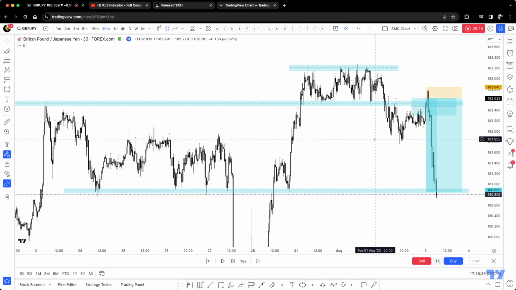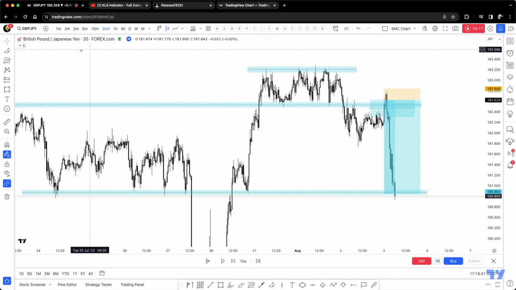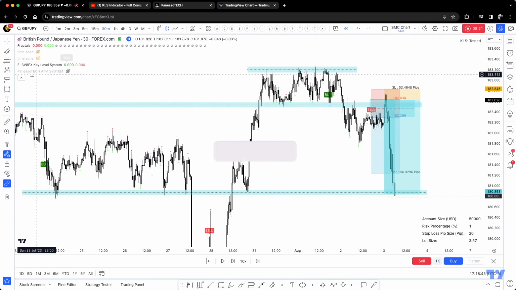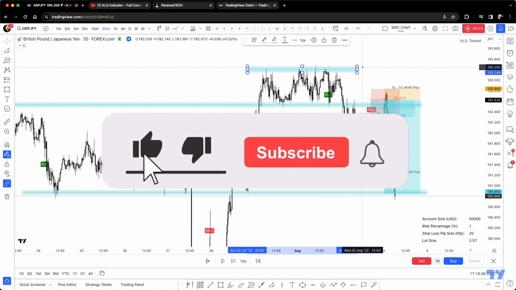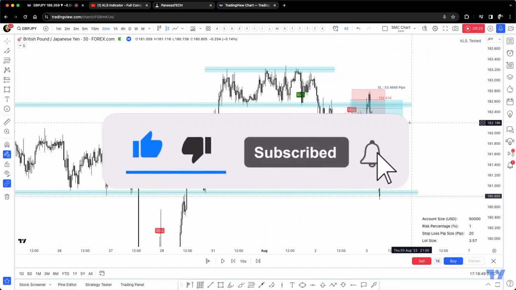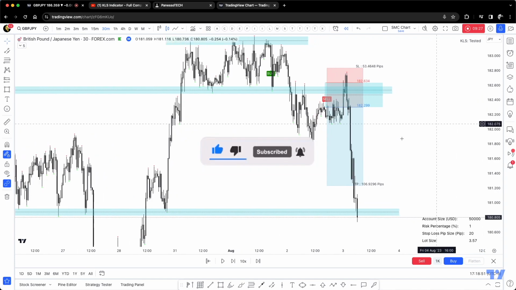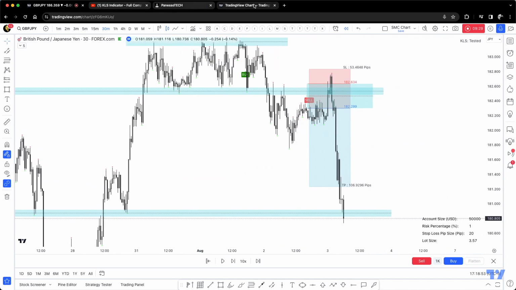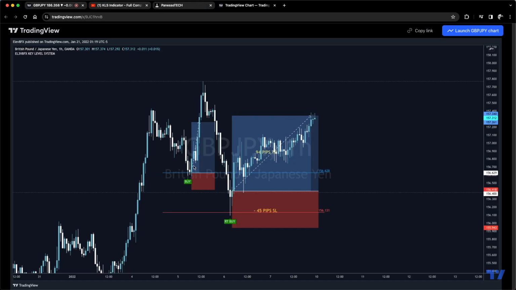Let's go back to my entry. Let me activate the indicator again so we can see. Let me hide this one. If you were buying, just as an example, he bought right there. He placed the stop loss just below. You can do that.